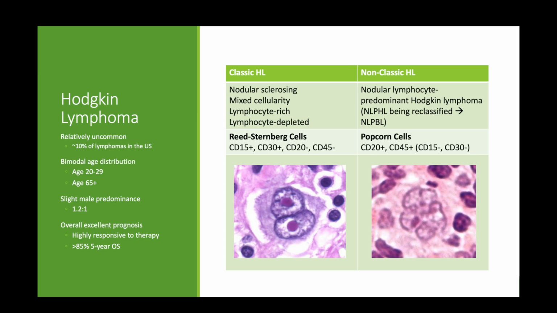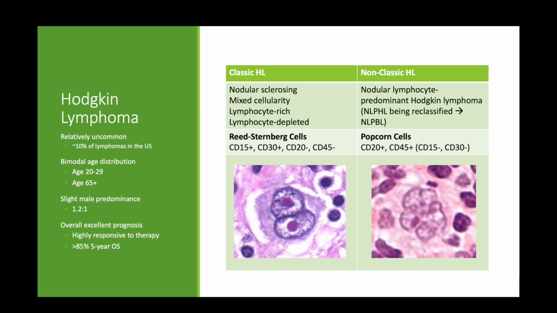So in terms of epidemiology, Hodgkin lymphoma is actually relatively uncommon, accounting for just around 10% of lymphomas in the United States. It tends to have a bimodal age distribution affecting adults in their 20s, and then it has a second peak around the age of 65. It does have a slight male predominance with a ratio of around 1.2 to 1.